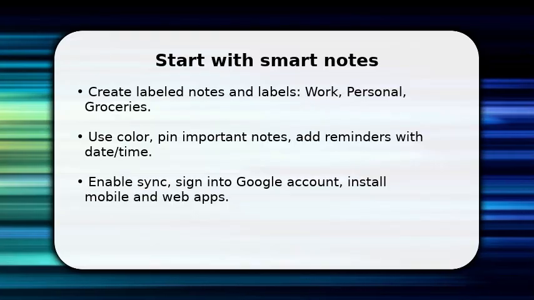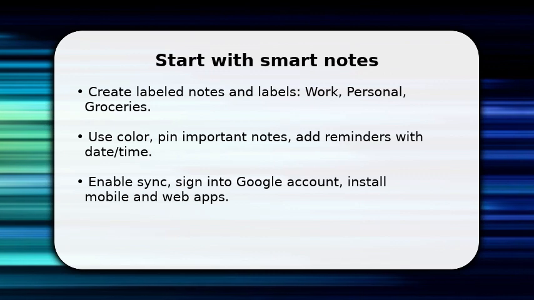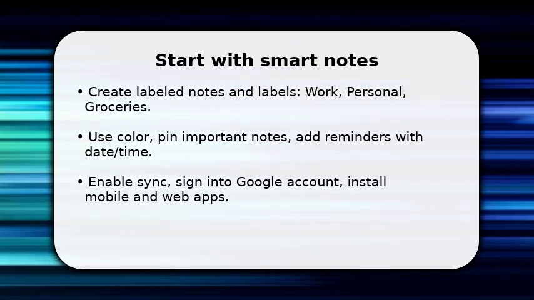You begin by capturing what matters. Open Keep, create a note, and immediately add a clear title and labels so you can filter later. Use color to group topics visually and pin one or two priority notes to the top. Set a time or location reminder right away for action items.